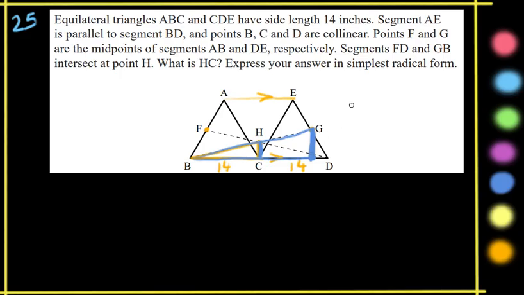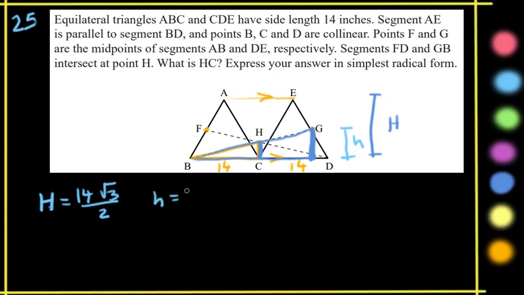So what is this height? Well, first of all, what's the full height? Let's say big H, the full height of this triangle. So big H is going to be equal to 14 times root 3 over 2. And so that means that the little h here is going to be half that, because this is a midpoint up this segment, so it's going to be half as high. So the little h is going to be 7 root 3 over 2.